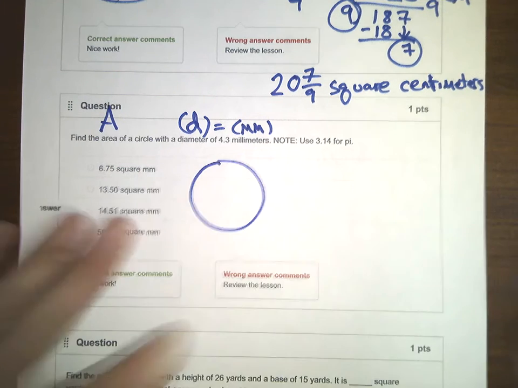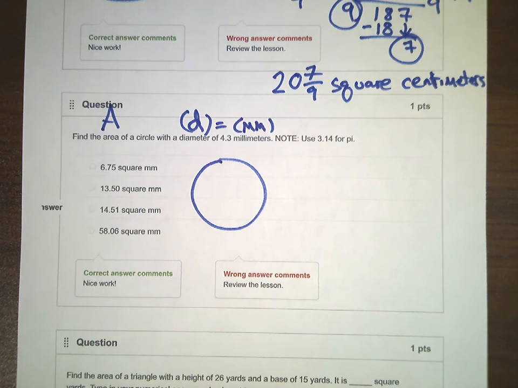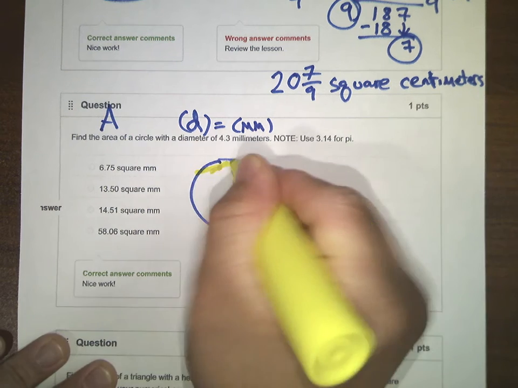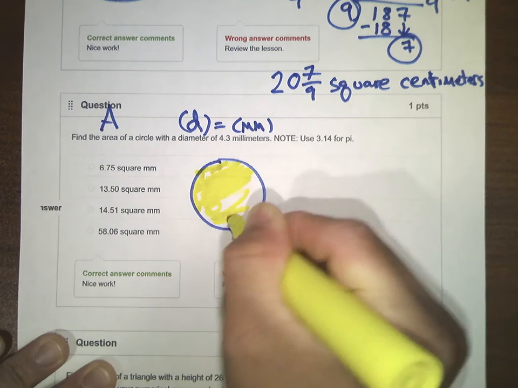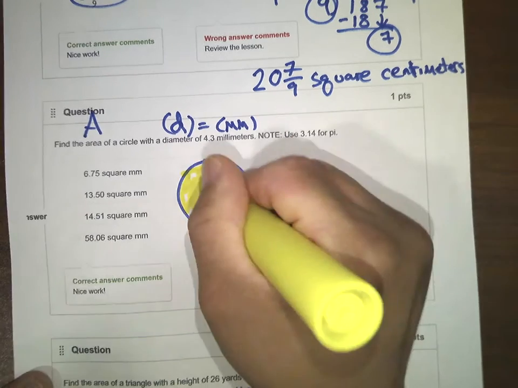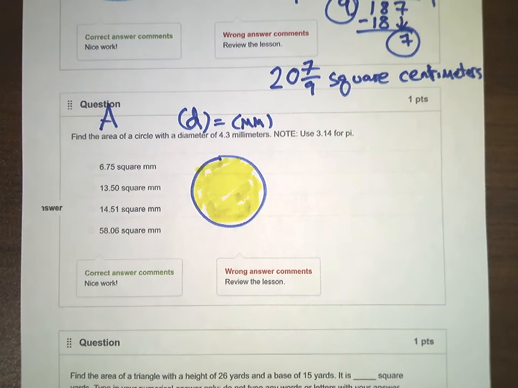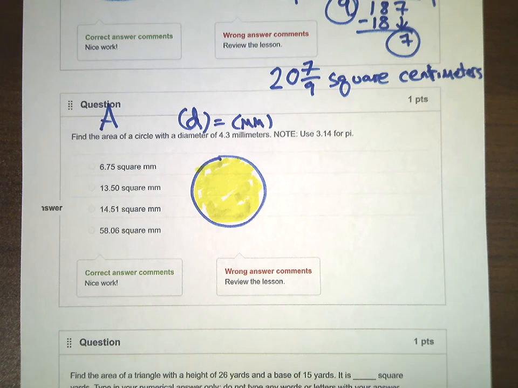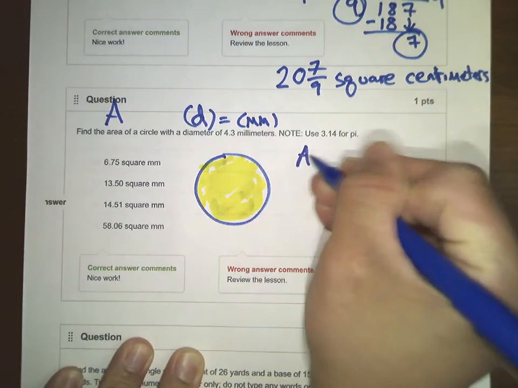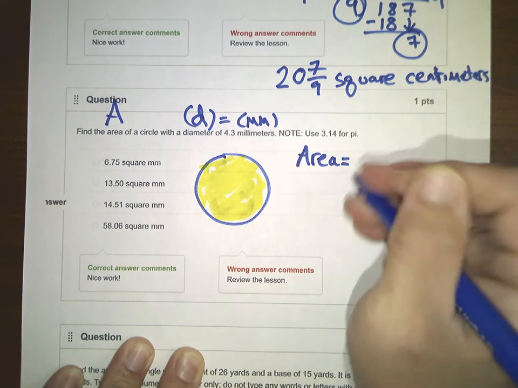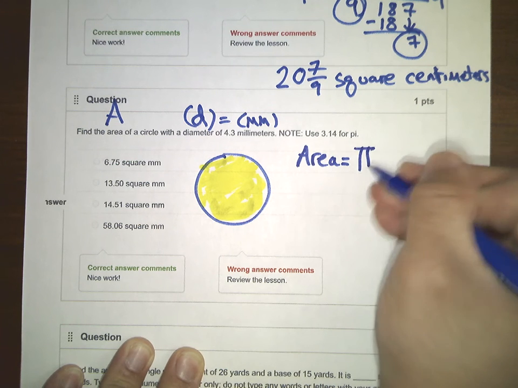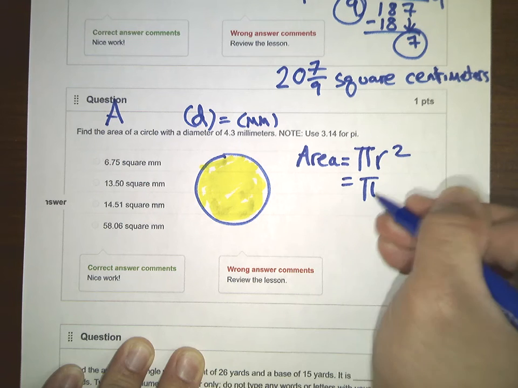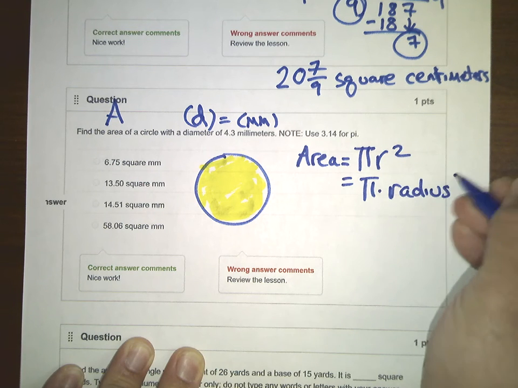So if you want to find the area of the circle, that means the amount of space inside the circle. So we're trying to find the amount of space inside the circle. That's what area means, the amount of space inside of an object or inside of a figure. So the formula for the area of a circle, there's two ways to write it. The way you may have heard before is pi r squared, or pi times the radius squared.